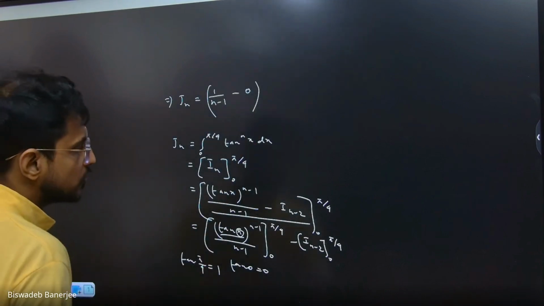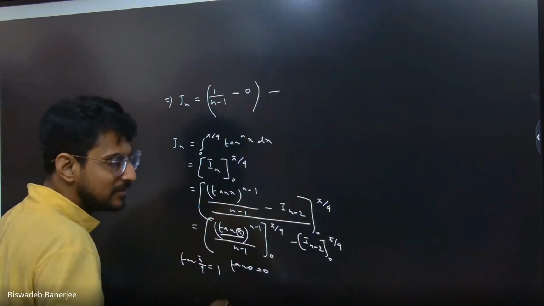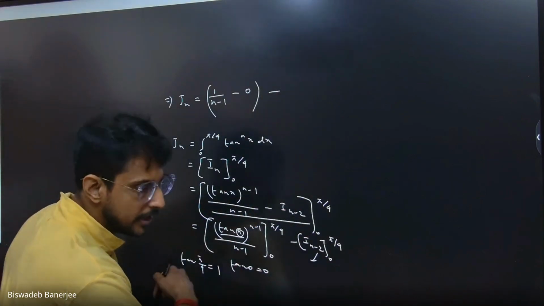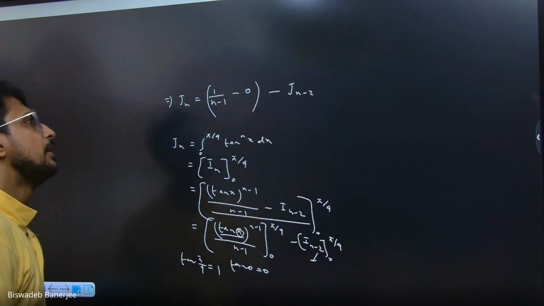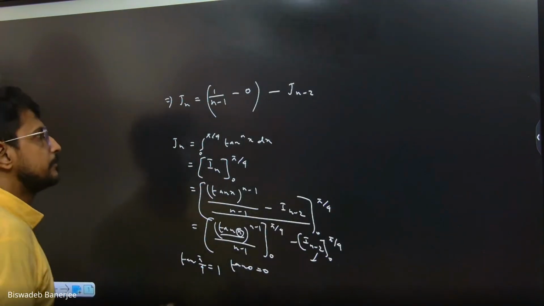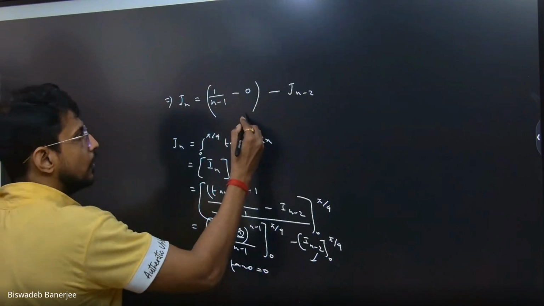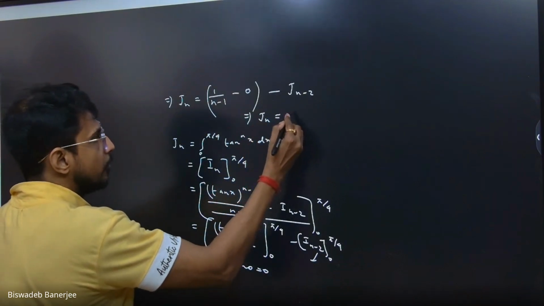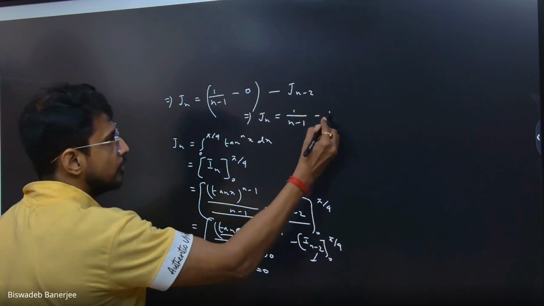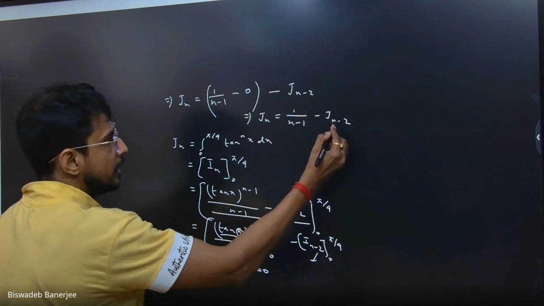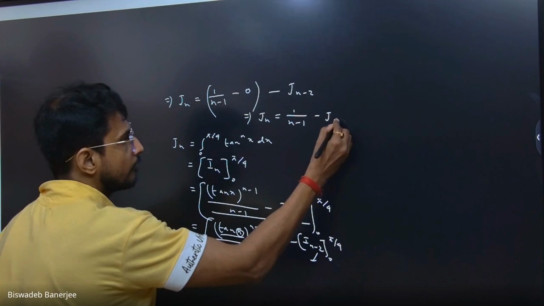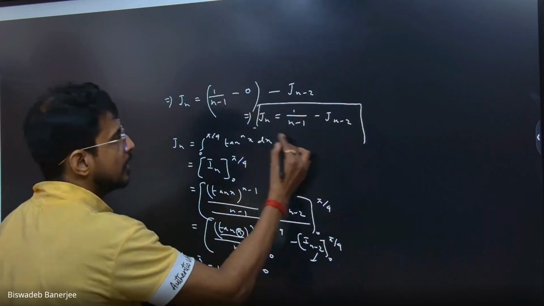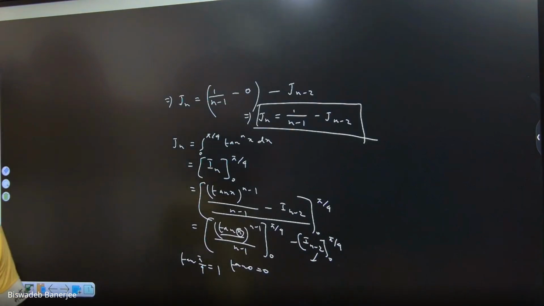So there is this portion. And for this portion, again theory, put the limit over In, you shall get Jn. So my Jn becomes 1 by n minus 1 minus Jn minus 2. See that. This is my integration reduction formula for tan to the power nx.